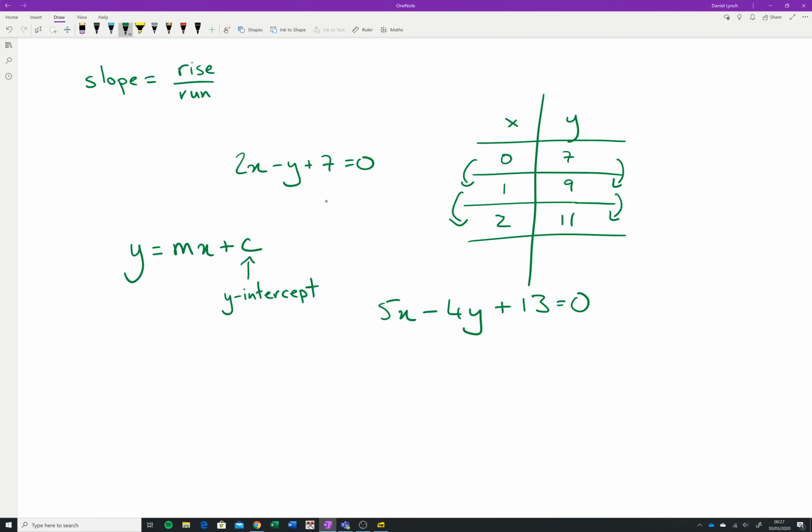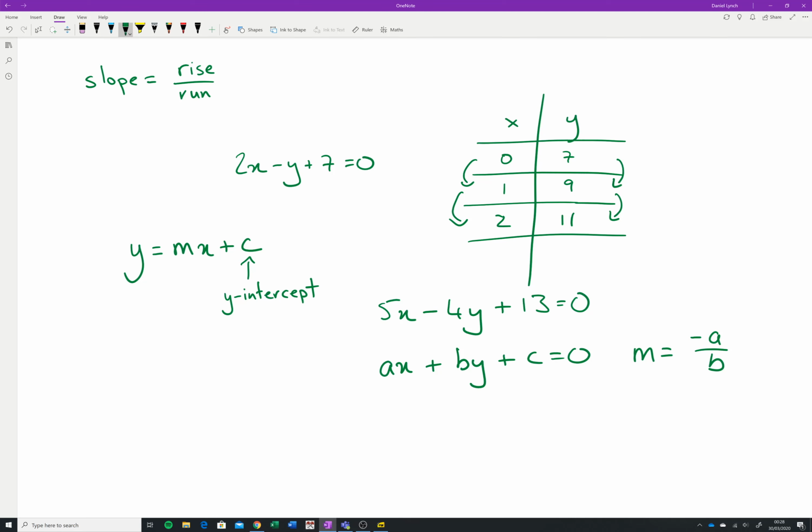If you have ax plus by plus c equals 0, if you have x's and y's, it doesn't actually matter where the number is on its own. It can be on the left or the right of the equal sign. But so long as you have x's and y's on one side, the slope is minus a over b. I'll write that here. That is really, really handy. That will get you answers straight away.